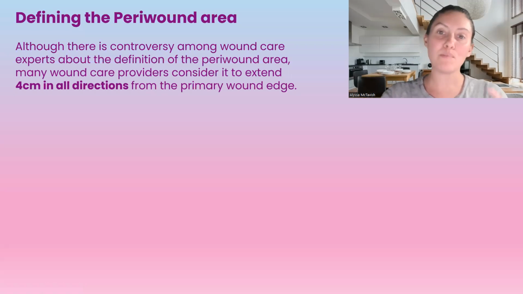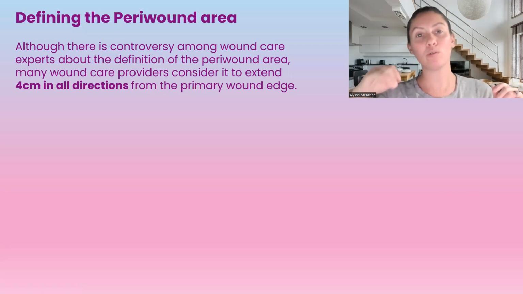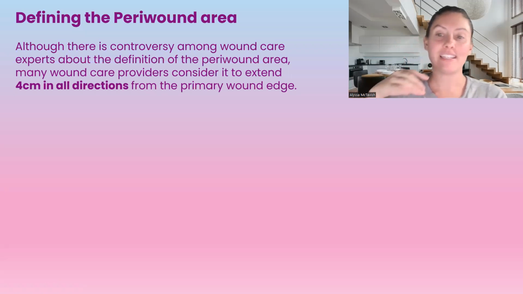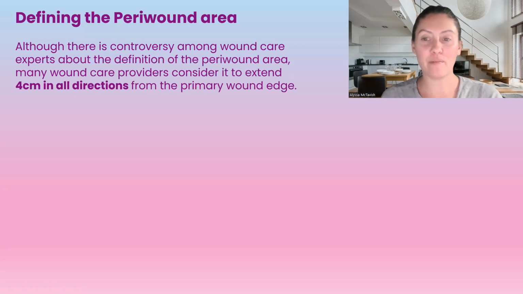So what is the peri-wound area? The peri-wound is the tissue around a wound, okay? Now, this is kind of controversial, but it is 4 centimeters in all directions around the wound. In a small wound, that might be quite a big area, but in a larger wound, it might be small and the peri-wound might actually go further than that. That's why the controversy, but in general, it's 4 centimeters around the edge of the wound.